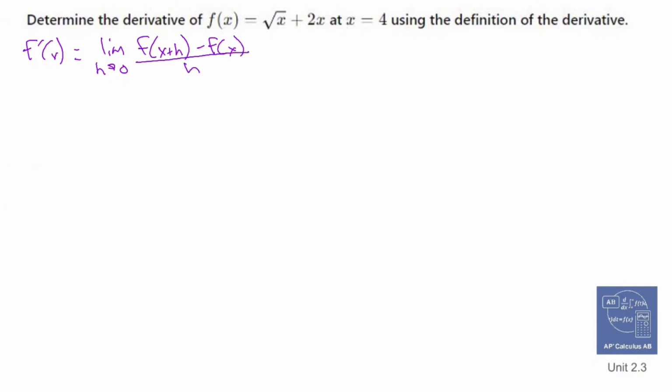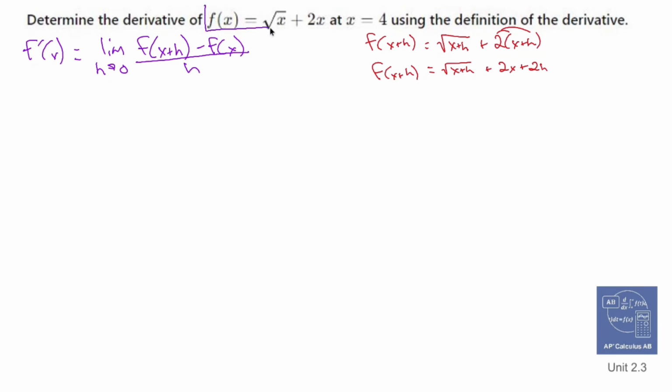So what we really need to do is find out what f of x plus h is, right? And we do that by replacing every x with x plus h. So you become the square root of x plus h, like that, plus 2 times (x plus h) in parentheses. And then we can quickly distribute that 2, and then we get plus 2x plus 2h, like so. Once we do that, we now have enough information to plug stuff in and do a little bit of math and see what happens.